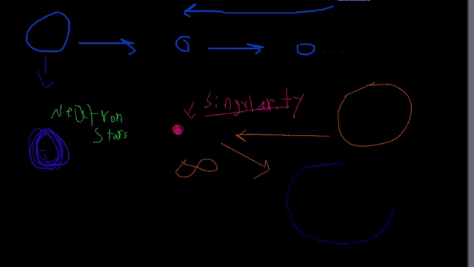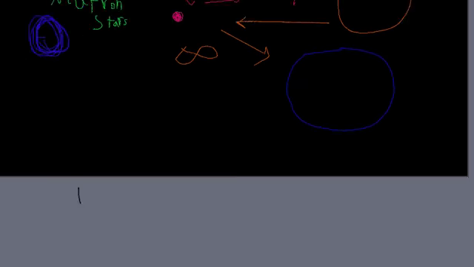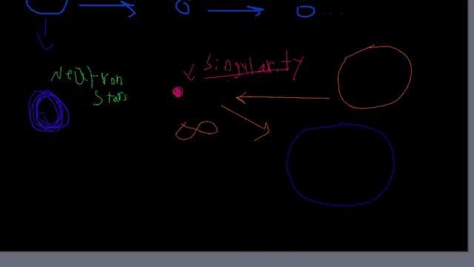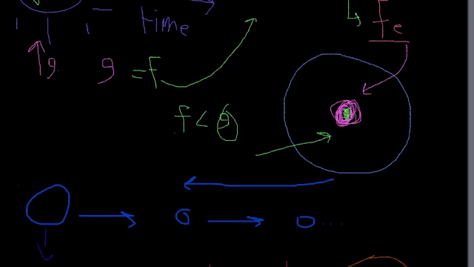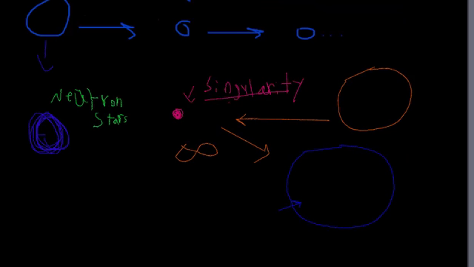So now we have this big chunk of mass, and some terms. What's inside the black hole is called the event horizon. So this is the event horizon.